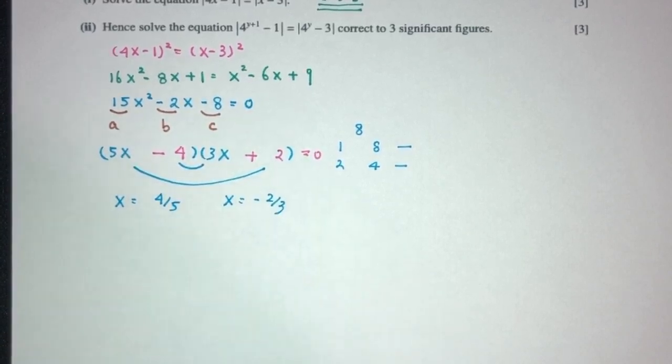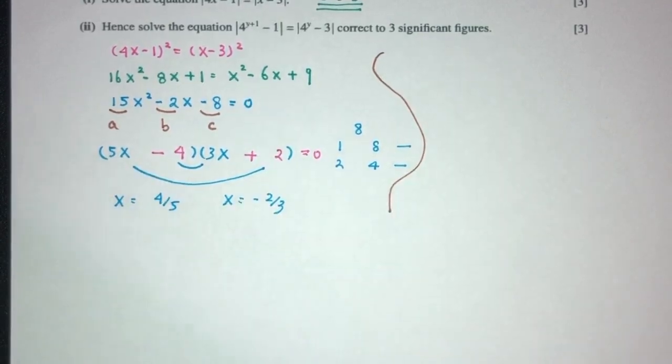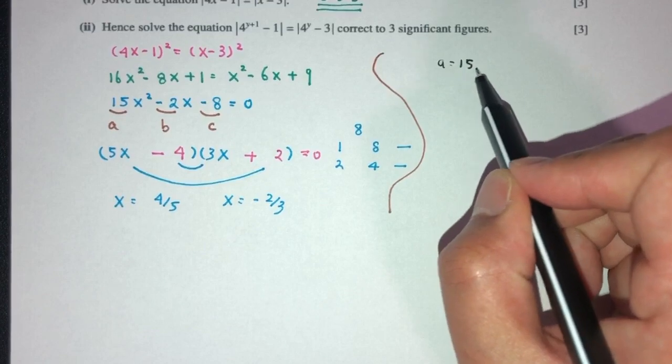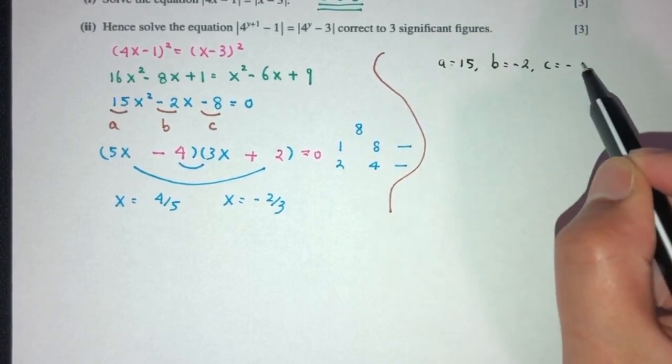Now, I would say, look, if you guys don't want to waste time with factorization in this way, you can always just solve using your formula. It is less of a headache. For example, a is a value of 15, b is a value of -2, and c is a value of -8.